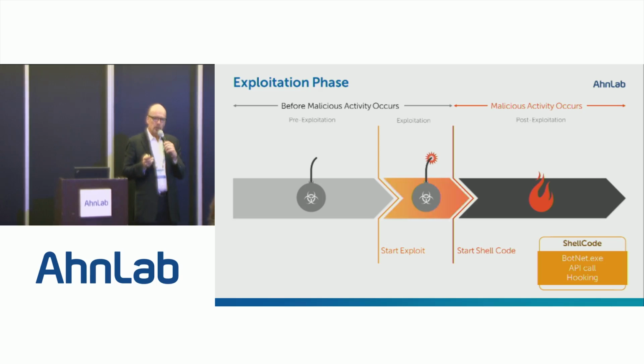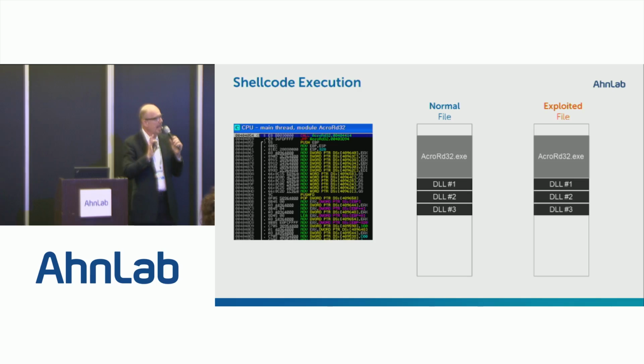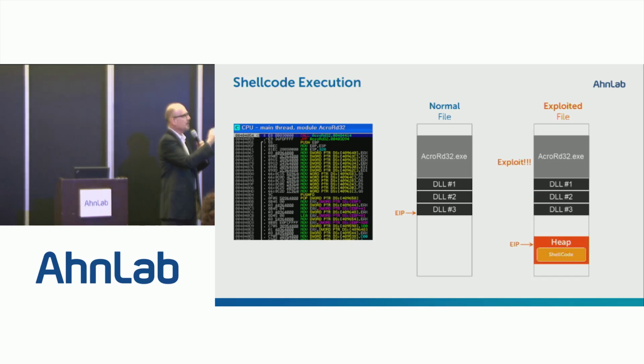Before we talk about shell code detection, we need to understand how the shell code executes and triggers malicious behavior. When you open a normal file, the EIP accesses the memory like this. However, when you open a malicious file in which the hacker has planted a malicious shell code, EIP seems as if it's accessing the memory as normal, and then as soon as the exploit starts, the EIP jumps to the abnormal memory area where the shell codes exist to trigger the malicious behavior.